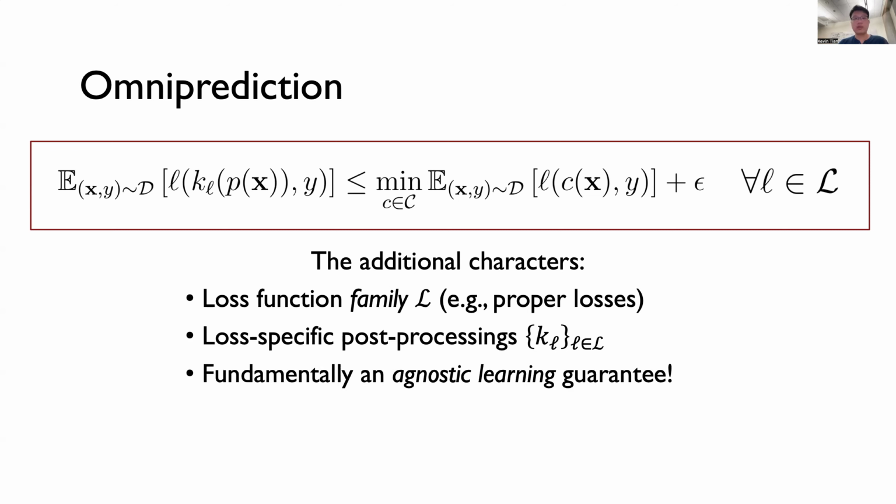And one thing to note is that this definition of an omnipredictor is fundamentally an agnostic learning guarantee. That is, we don't posit that there's anything in this family script C that actually labels the predictions y given x. In particular, this definition makes just as much sense in the agnostic setting as the realizable setting, where we are able to actually label y given x, the expectation of y given x, using something from the comparator class.